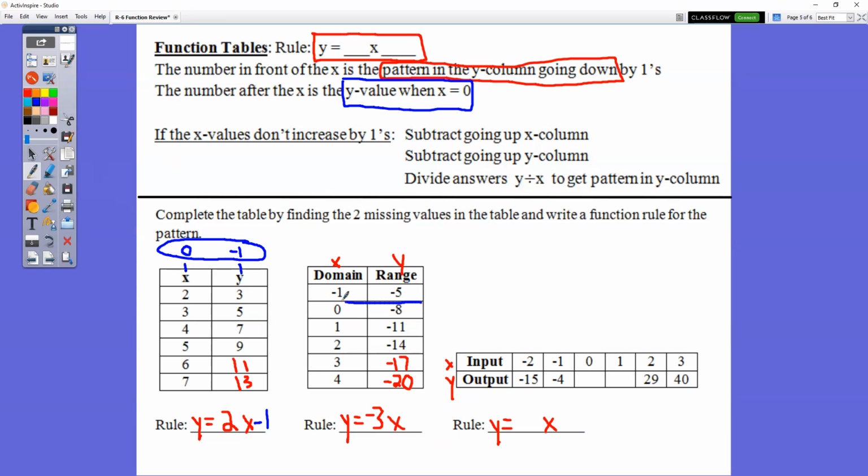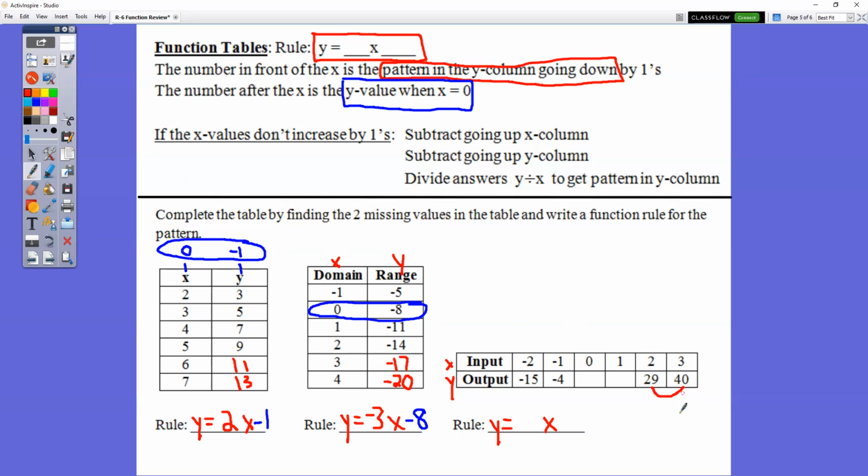When x equals 0, y is -8. So a -8 goes after the x. Now, the next one goes side to side instead of going up and down. Going down the y column is the same thing as going to the right here. So we have -15, -4. This is hard to figure out what's going on. I'd rather look at my positive numbers going down the y.